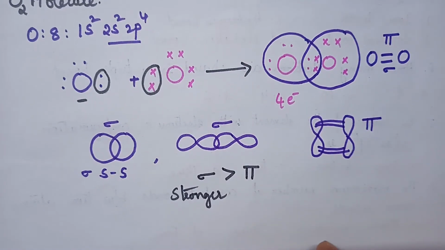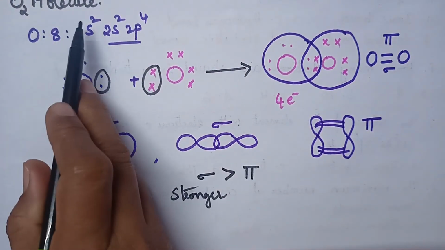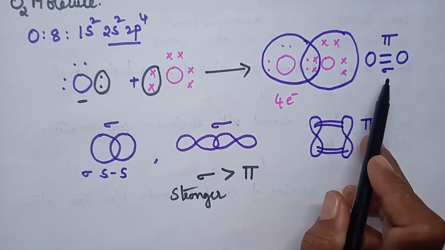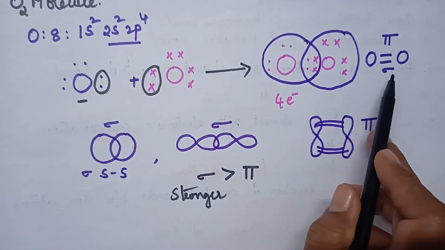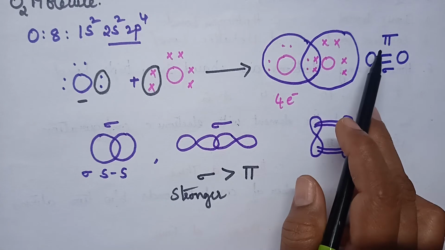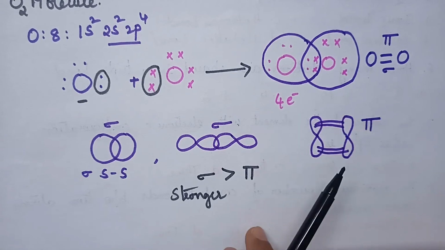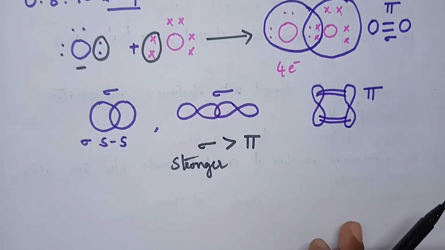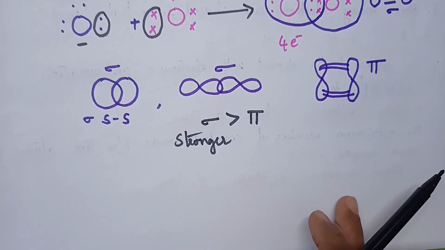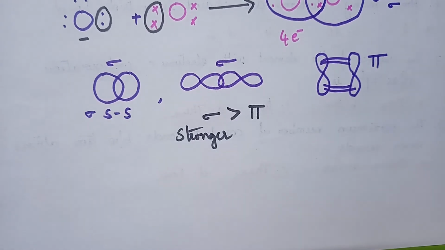Is it clear, students? So, during the formation of oxygen molecules, how many bonds are present? 2 bonds are present. One is a sigma bond and the other one is a pi bond. Let us see the formation of the nitrogen molecule.